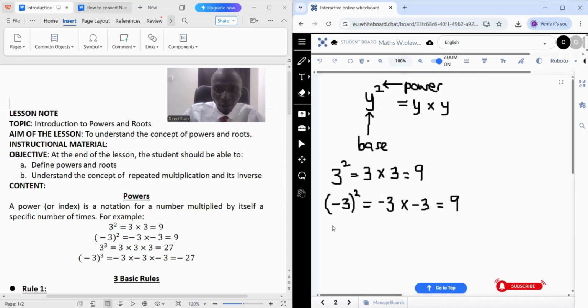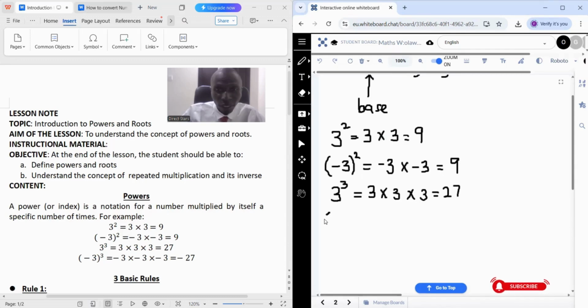The next example, we're asked to simplify 3 raised to the power 3. So here I want to multiply 3 in 3 places. So we have 3 times 3 times 3. 3 times 3 is 9. And 9 times 3, we're going to have this to be 27. So we have 3 raised to the power 3. This gives us 27.